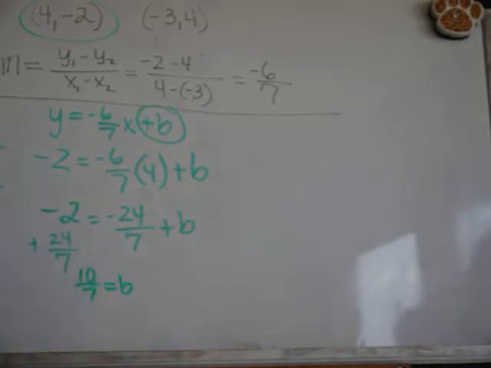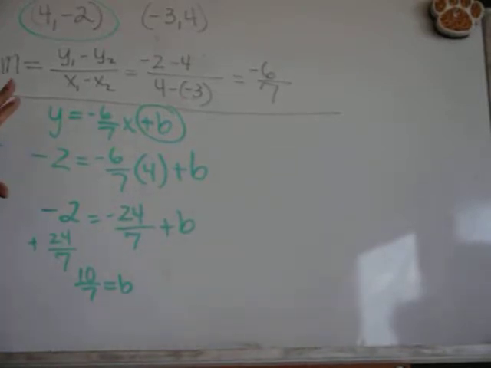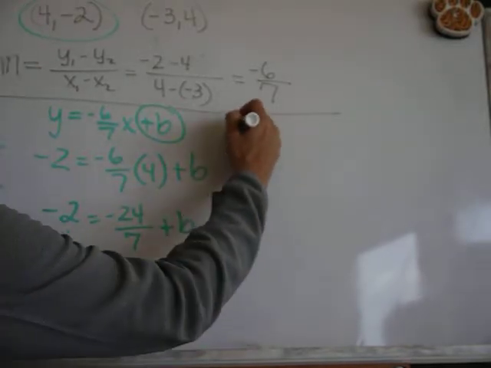equals b. So now we have a b and we have an m. And we just put that all together. Once you get to this point, you've got to just wrap it up in a present and give it to your teacher and say, here is the right answer.